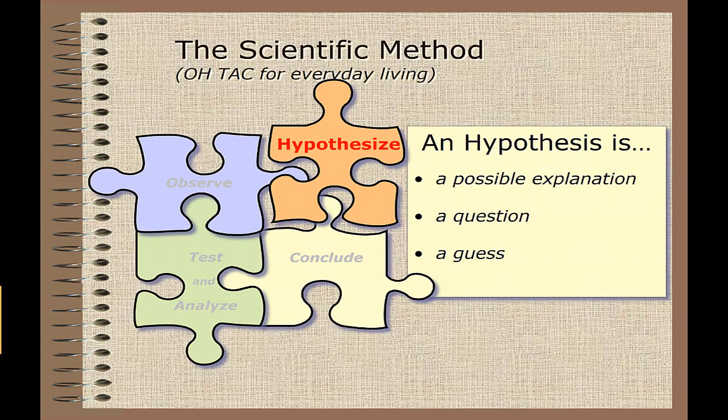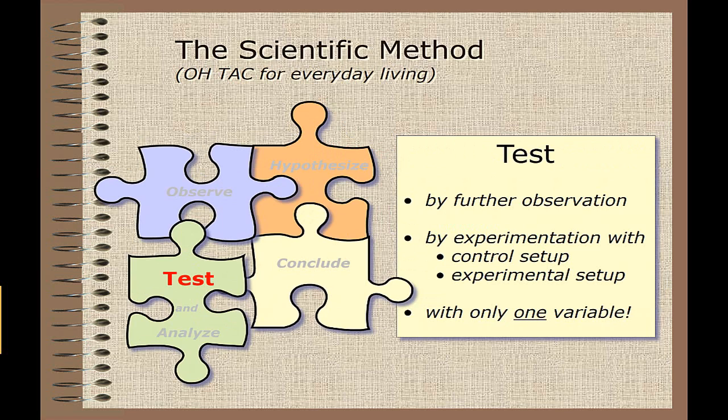So observing is critical. It's important that you do it carefully and accurately. Once you have that, you can make up a hypothesis. A hypothesis is a guess. It could be a question. It could be a statement of an explanation. And we'll practice these in class.